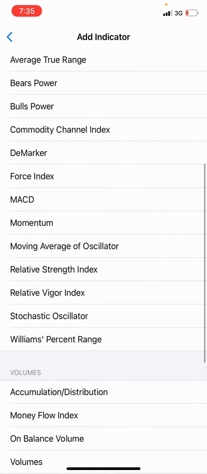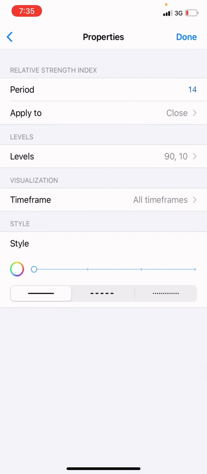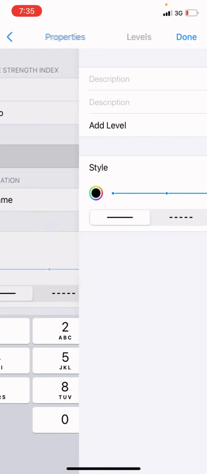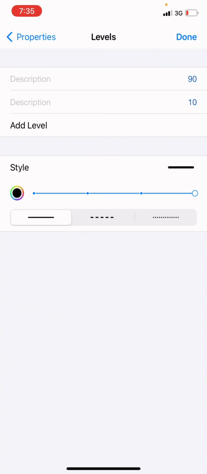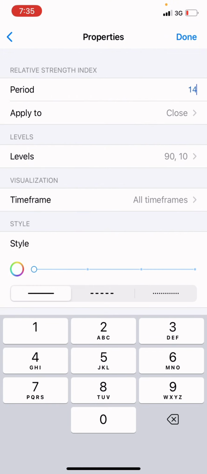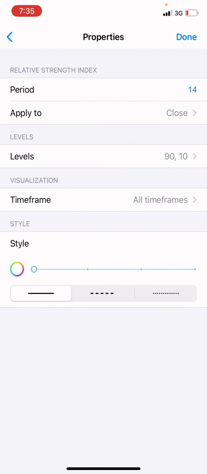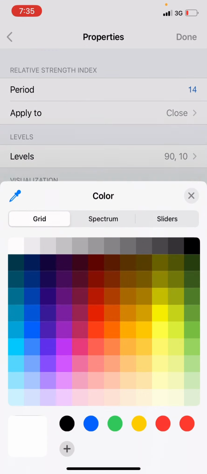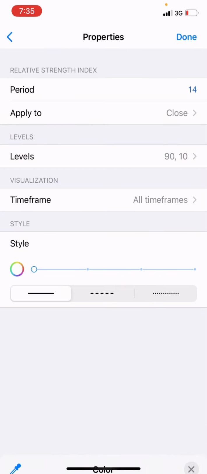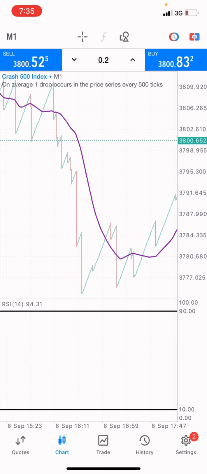All right, then the second indicator we're going to be using is the RSI, the relative strength index, on period 14. The levels are going to be level 90 and level 10. The style on 4 pixels with the color black with this straight line pattern right here. Then you put this line right here on the first one with the color white, just as the color of my screen right here with this straight line pattern. Then you click on done.